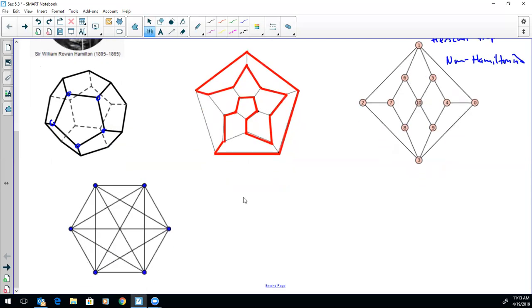The bottom graph I have here is a complete graph. This is actually K6. It is the complete graph, so it has all possible edges joining every vertex. In particular, complete graphs are certainly Hamiltonian. If you have vertices 1, 2, 3, 4 up to n, then you've got the edge from 1 to 2, the edge from 2 to 3, the edge from 3 to 4, and so on. So just going in order will give you a Hamiltonian cycle.